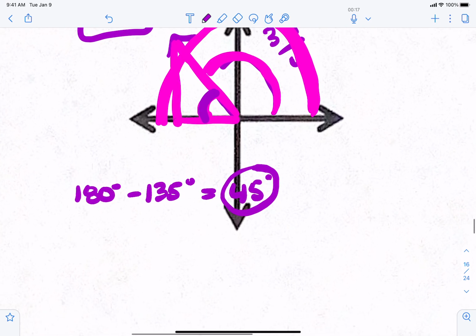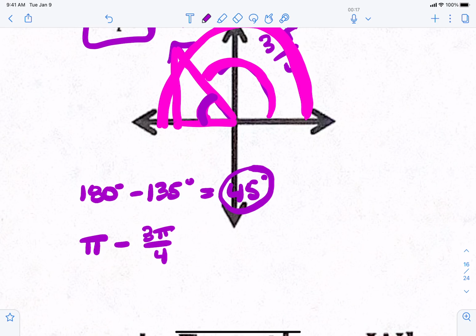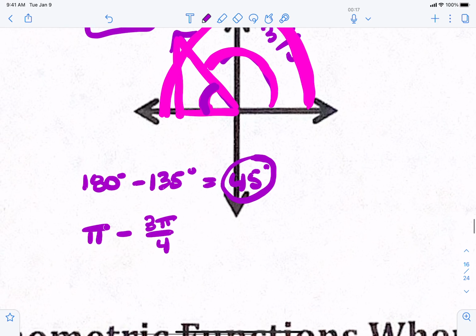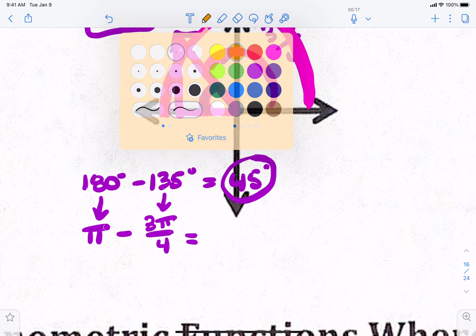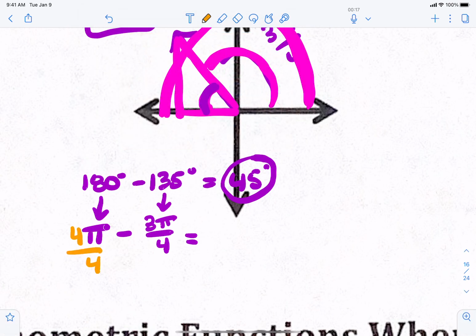So instead, we could convert it, yes. Or we could do pi minus 3 pi over 4. Wait, what? In radians, 180 degrees is pi, right? 135 degrees was our angle, 3 pi over 4, and we subtract those two. But I need to find a common denominator. 4 pi over 4 minus 3 pi over 4 is just pi over 4, which is equivalent to 45 degrees. Okay?